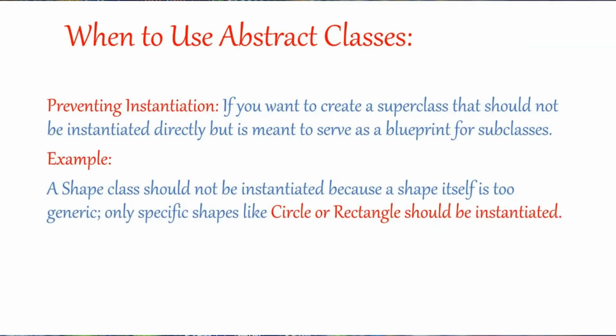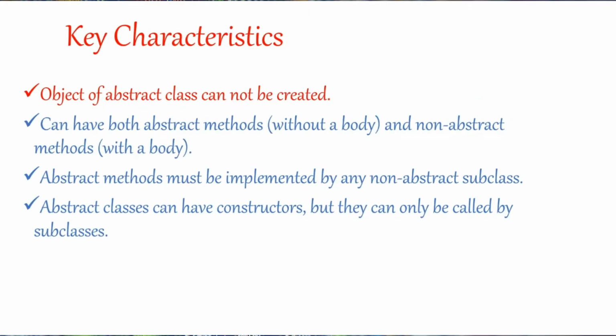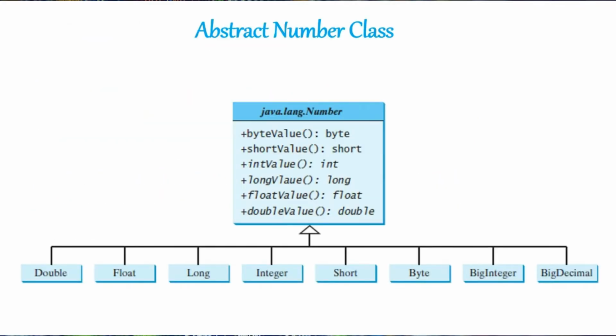You can refer to the previous session for any detail. We have covered everything in detail about the abstract class in the last session. One example we also saw is the number class. This is an actual class which exists in the Java library, and the number class is an abstract class. Meaning, you cannot create the object of this number class.